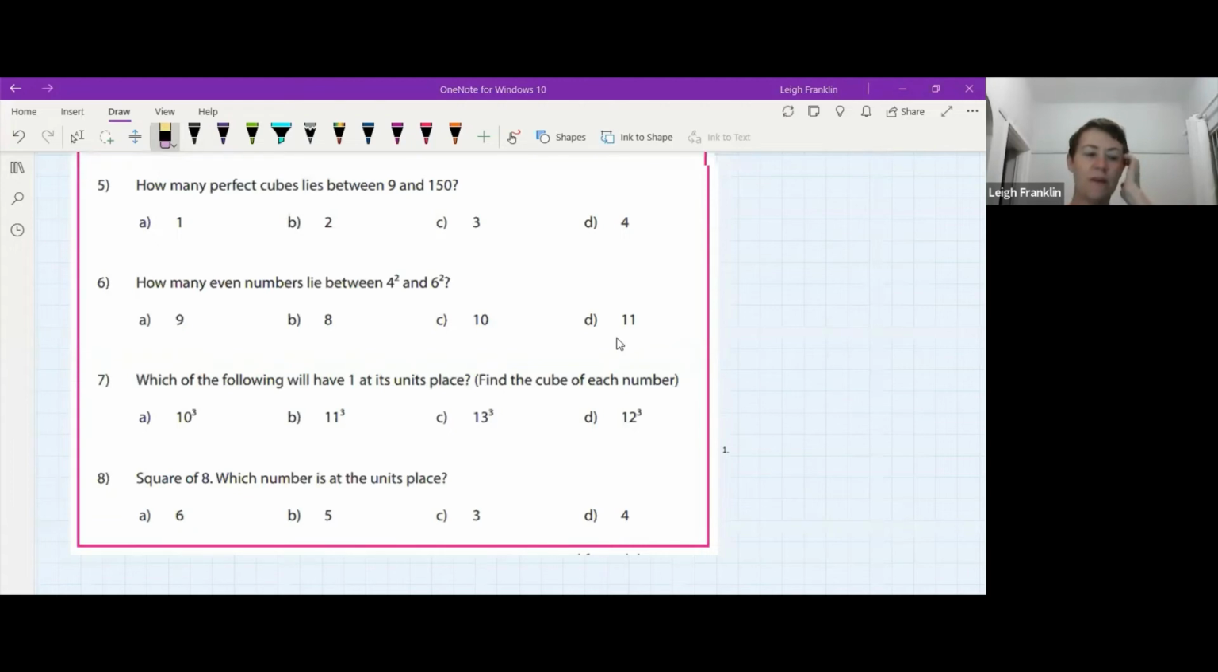Okay, now you're going to do number 5 through to number 8. And then again, put a smiley face.